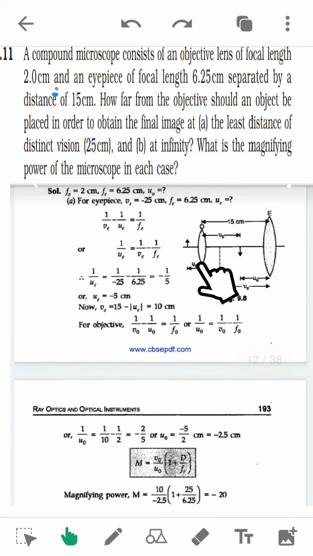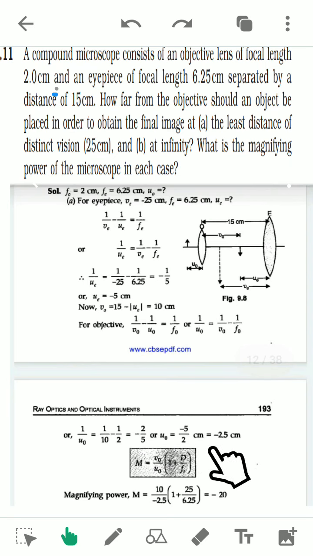Now we have the image distance for the objective lens and the focal length of the objective lens. Again we use the lens formula, 1 by VO minus 1 by UO is equal to 1 by FO. From that formula you calculate the value of UO. It is coming minus 2.5 centimeter.